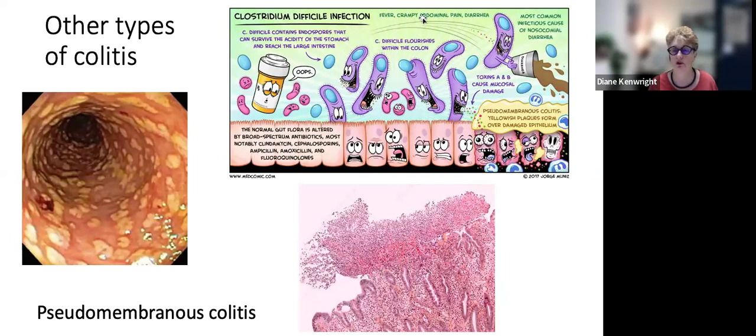It presents with fever, crampy abdominal pain, and diarrhea. And as the bacteria flourishes, it releases toxins that cause mucosal damage and leads to these yellowish plaques and this eruptive neutrophilic and fibrinous exudate on the surface.